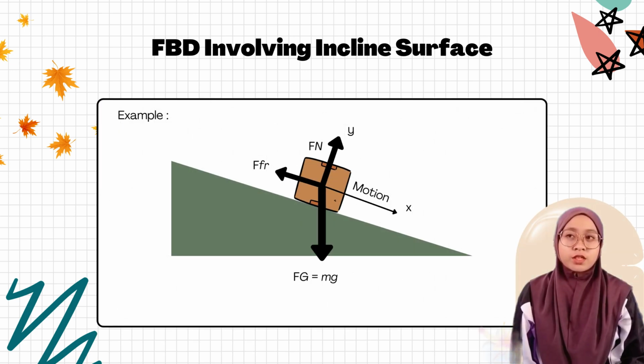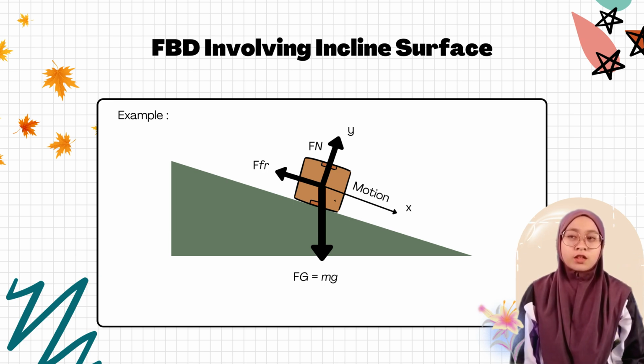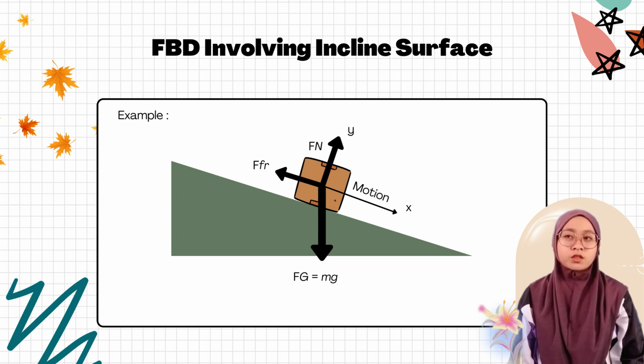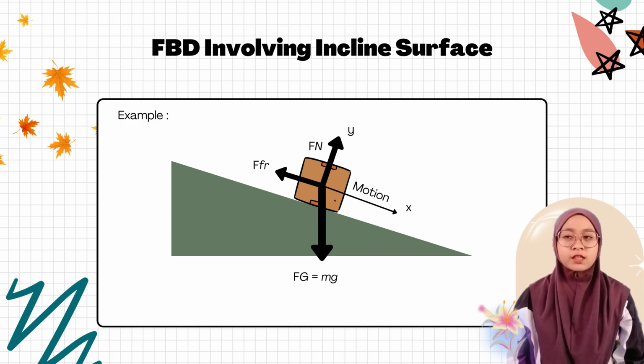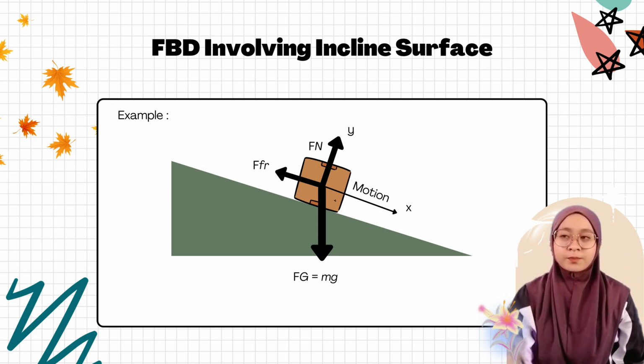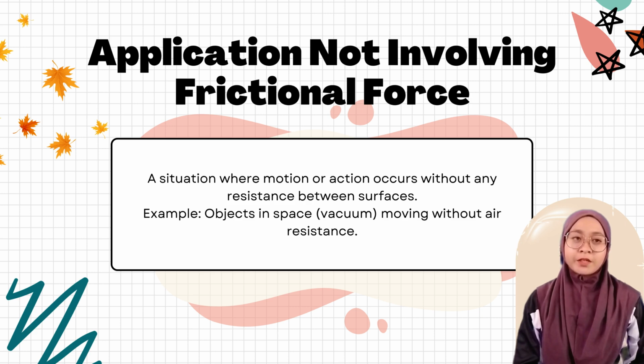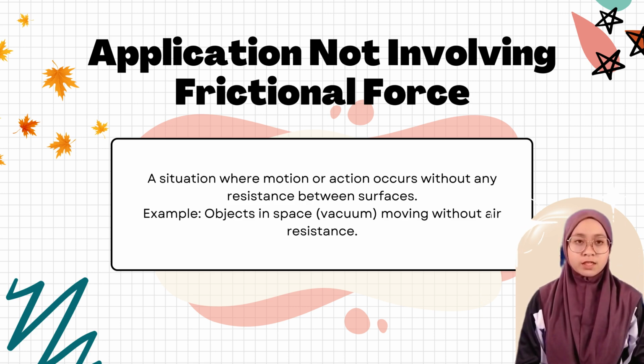This image illustrates the forces acting on an object on an inclined plane, a common scenario in physics problems related to Newton's laws of motion. For motion, this arrow indicates the direction in which the object is moving or intending to move along the inclined plane. I will show you the application not involving frictional force.